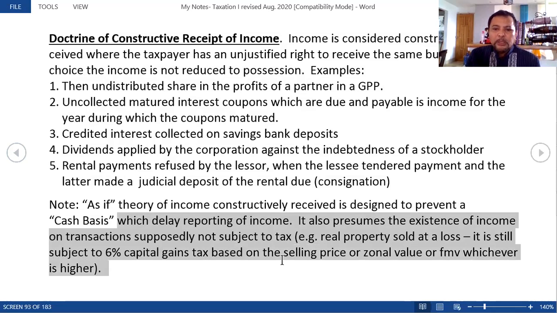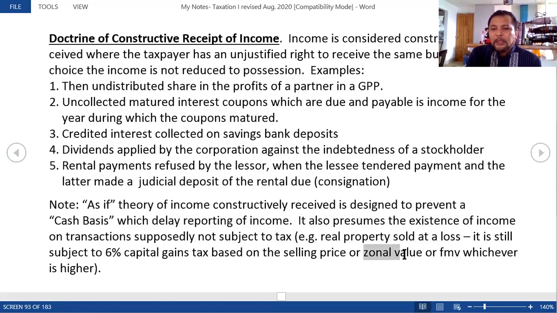And the basis would be the selling price, or in case of loss, the zonal value of the property or the fair market value, whichever is higher. By the way, the zonal value is provided for by the Department of Finance, under the recommendation of the CIR. That's one of his powers, to assess or to give zonal values of properties within his jurisdiction.